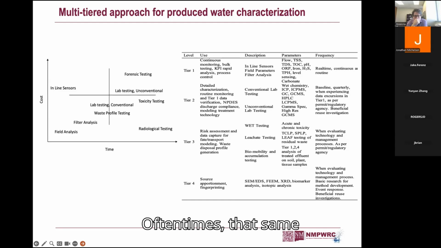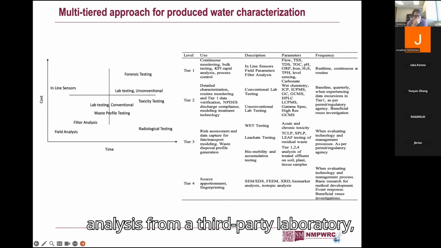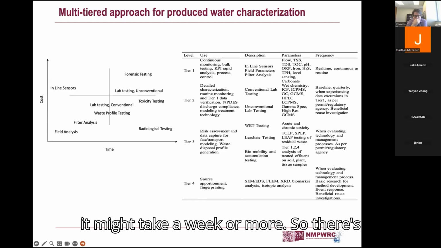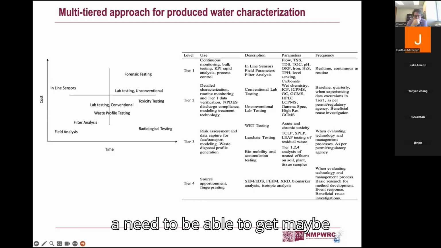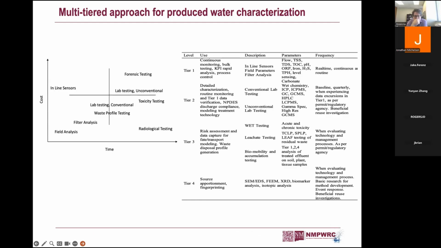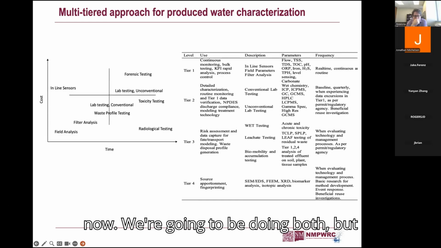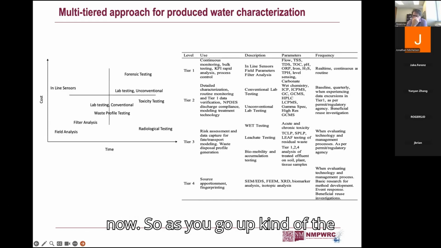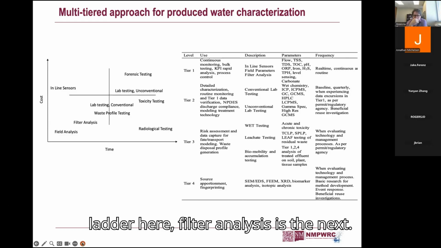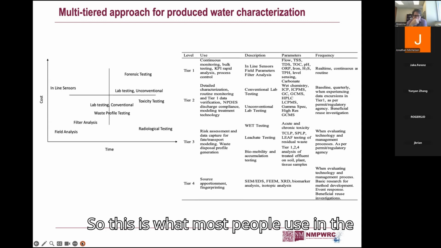Oftentimes, that same analysis from a third-party laboratory might take a week or more. So there's a need to be able to get maybe 50% quality data now versus 100% quality data 2 weeks from now. We're going to be doing both, but it's important to be able to get data now. So as you go up kind of the ladder here, filter analysis is the next. This is what most people use in the field right now.